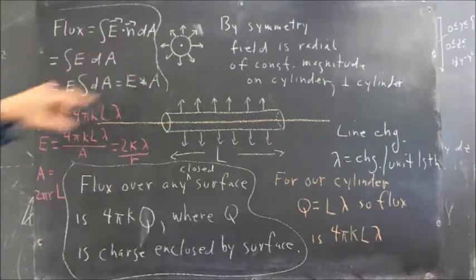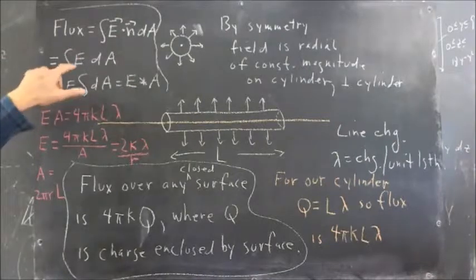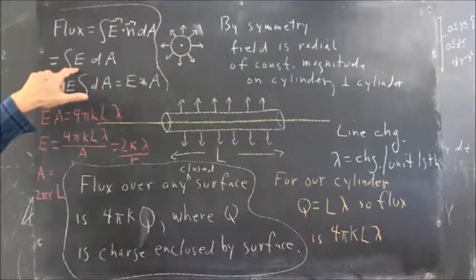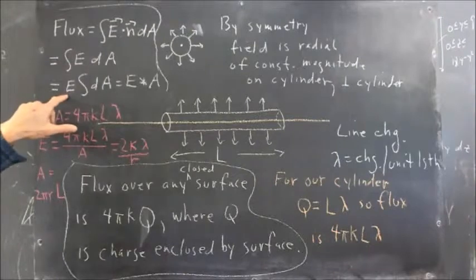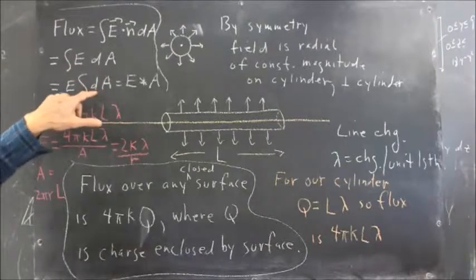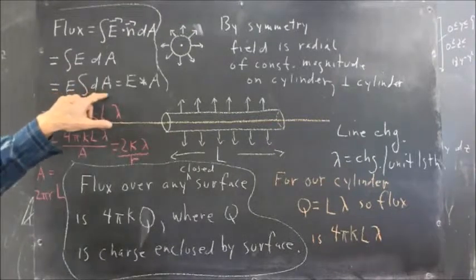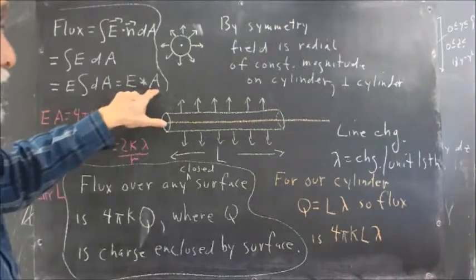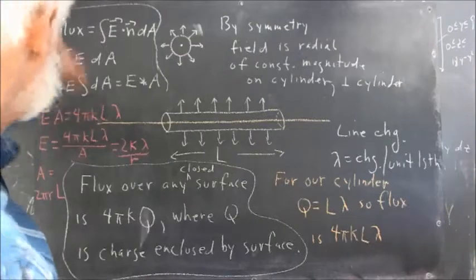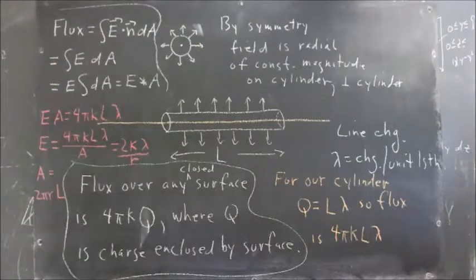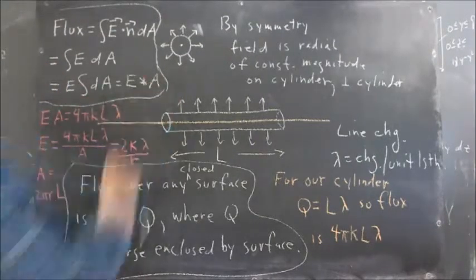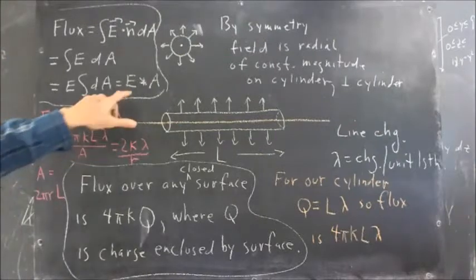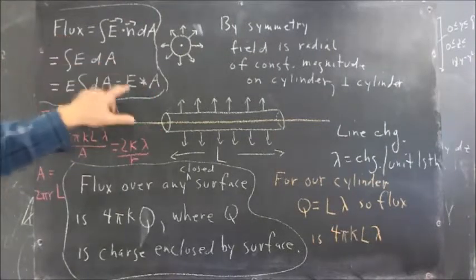Okay, over the surface of the cylinder, the electric field is constant in magnitude. This is just the magnitude now, so that comes out of the integral. And now we just have the integral of dA over the surface of the cylinder, which is E times the area of the cylinder. So a very simple argument based on the idea of a flux gives us this result that the flux is E times A.